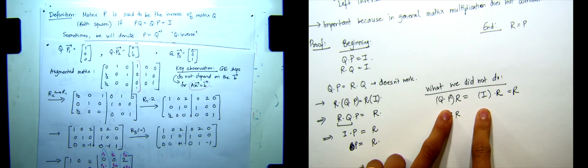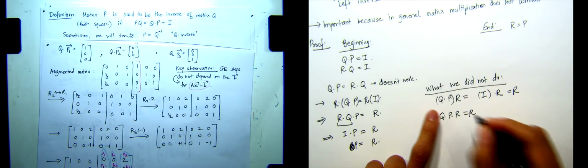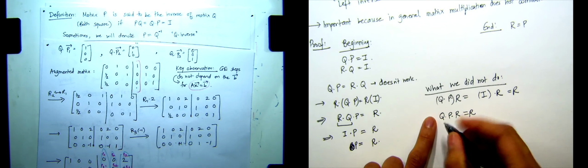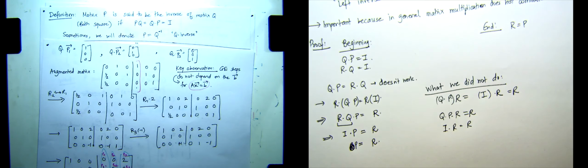Good question. You can say Q times P equal to identity, but then you get R equals R. Right? Like, that's exactly the natural thing to do. So you have this. This is identity times R equal to R, but it doesn't help us in the direction we need. Yeah, question in the back?